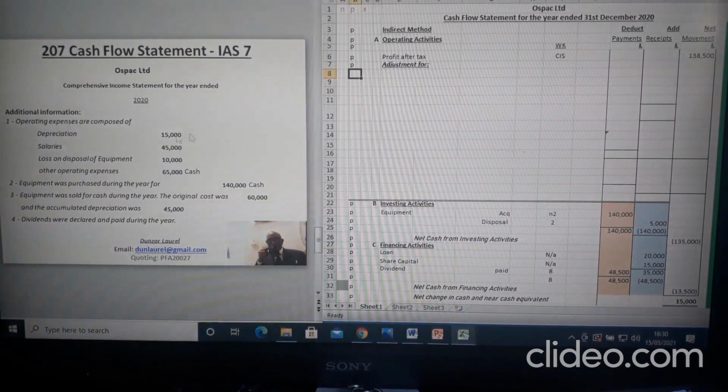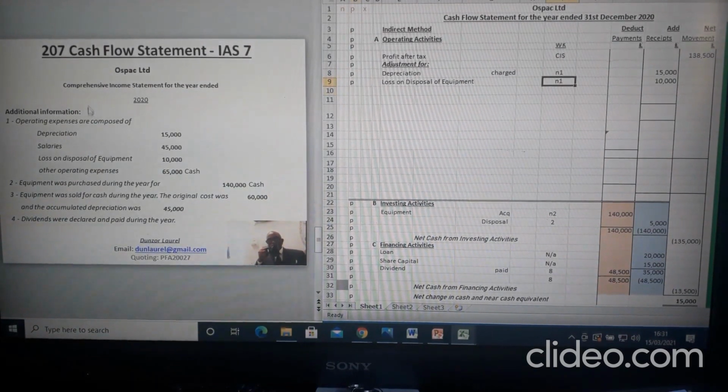The first one I come across is depreciation. It does not involve cash, and I will add it back. So this depreciation charge, add it back. Salary is in the profit or operating profit figure already, so we don't have to do anything on that. Loss on disposal of equipment is a non-cash item. We have to add it back just like depreciation again. They are all from note 1. 10,000 add back.